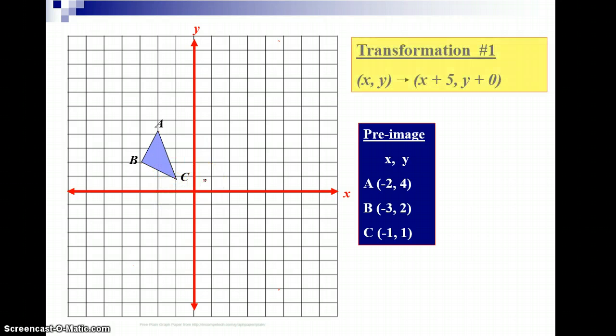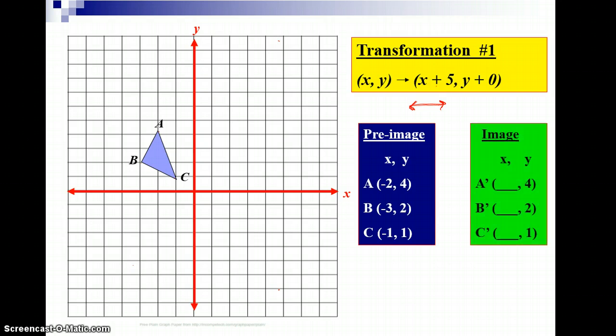We will do a transformation adding 5 to x and leaving y alone. So if we're adding 5 to x, which direction will our pre-image be moving? +5, thinking about a number line, which direction will our image be going? When we're going to add nothing to y, our y's will stay the same.